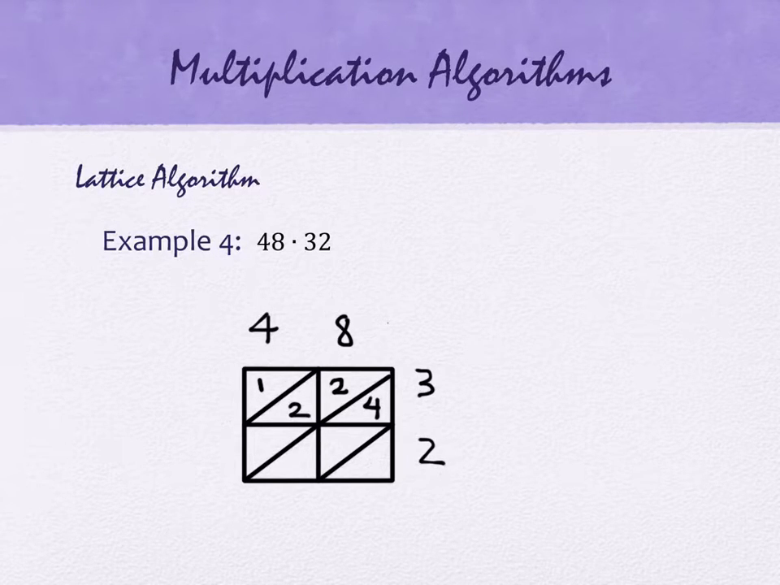4 times 2 is a single-digit 8, so the 8 is going to go in this bottom corner. If it bothers you to not have something filled in, you could put a 0 there. It'd be okay. Or you can just write the 8 here. And then I have 8 times 2, which gives me 16. So the 1 will go in the top left-hand corner, and the 6 will go in the bottom right-hand corner.